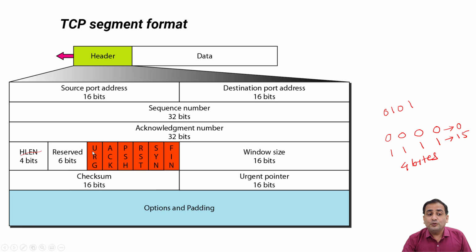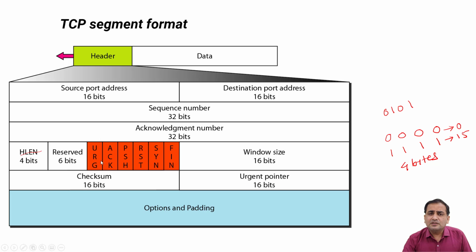And finally, you have URG. Again, for URG, it could be 0 or 1. When I set URG equal to 1, the meaning is that your urgent pointer, which is in the 5th row, right hand side part, guys, this one, the urgent pointer of 16 bits, is in use. It is in use when I say that URG is equal to 1.